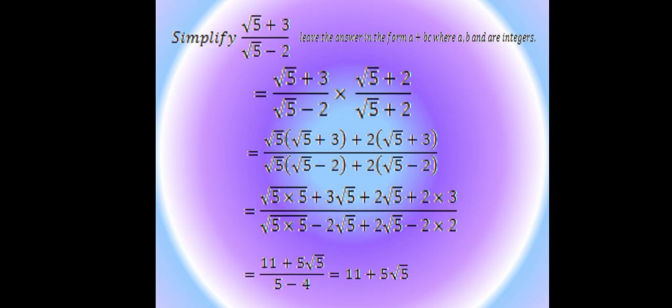Simplify 5 times the square root of 5 plus 3 all over the square root of 5 minus 2. Leave the answer in the form of a plus b times the square root of c, where a, b, and c are integers. Just ignore that mistake and follow my reading. Now the answer will be 11 plus 5 times the square root of 5.